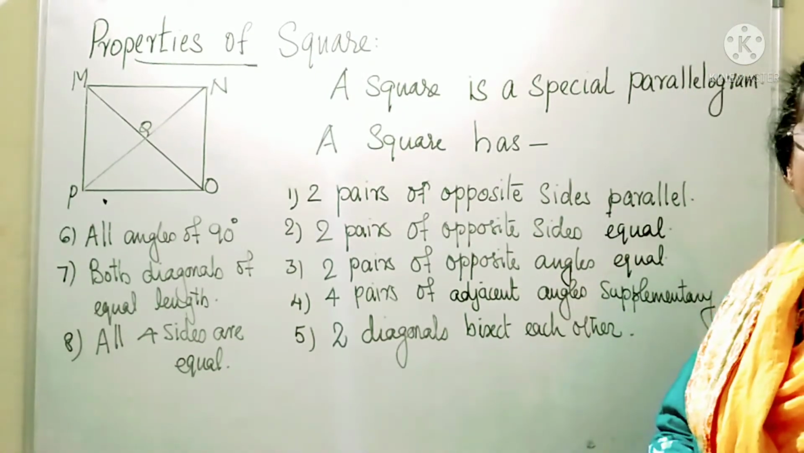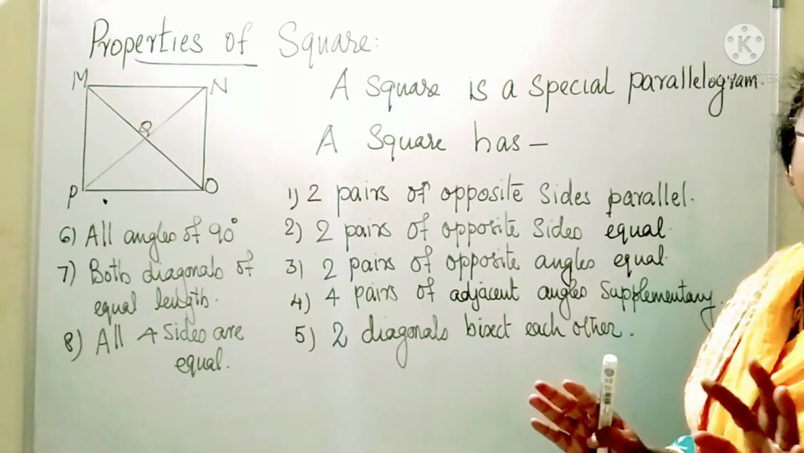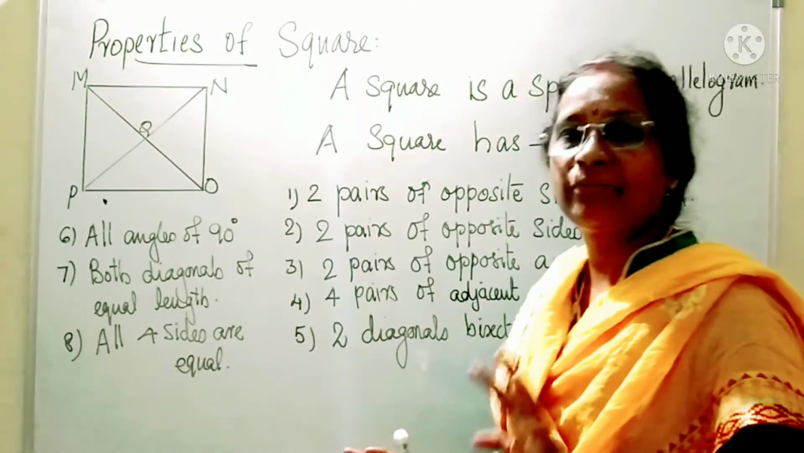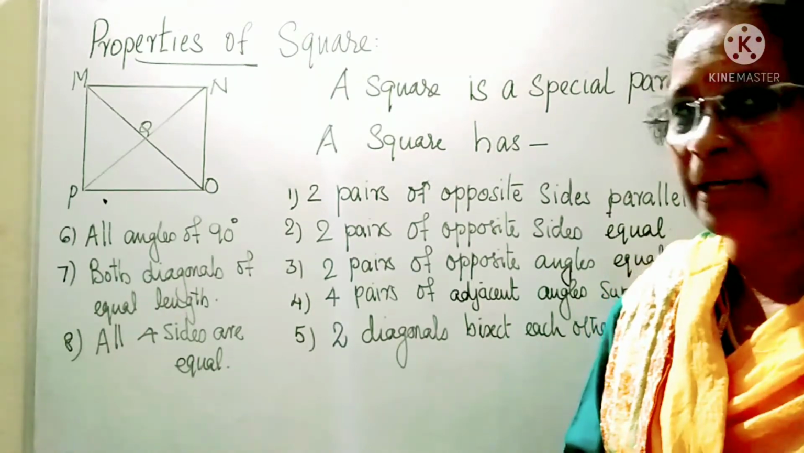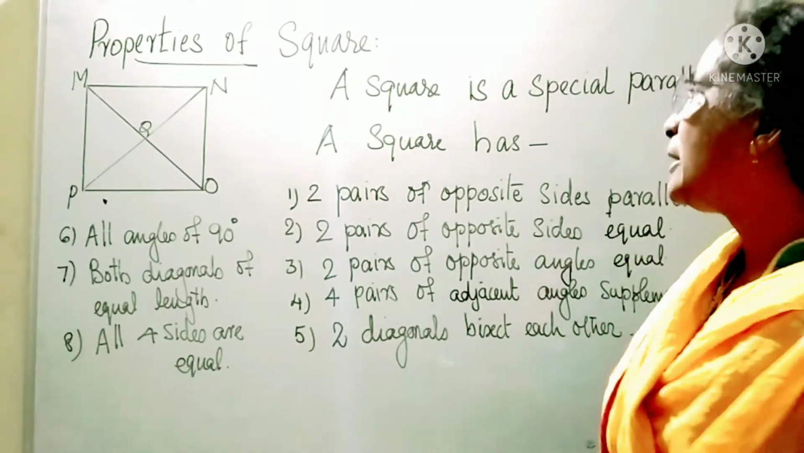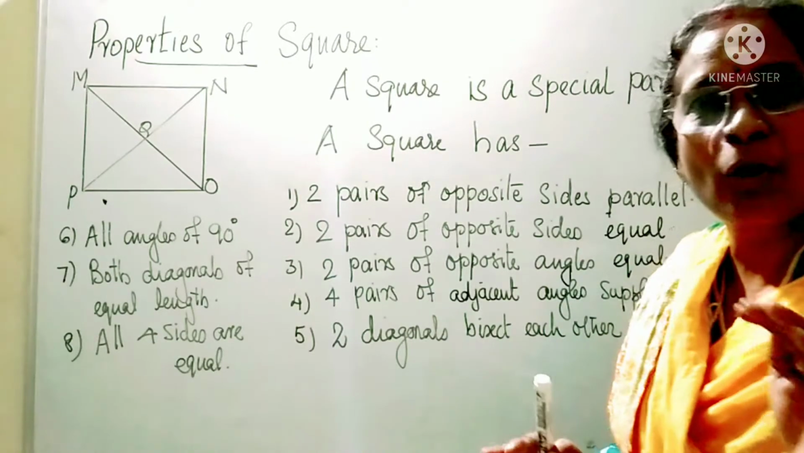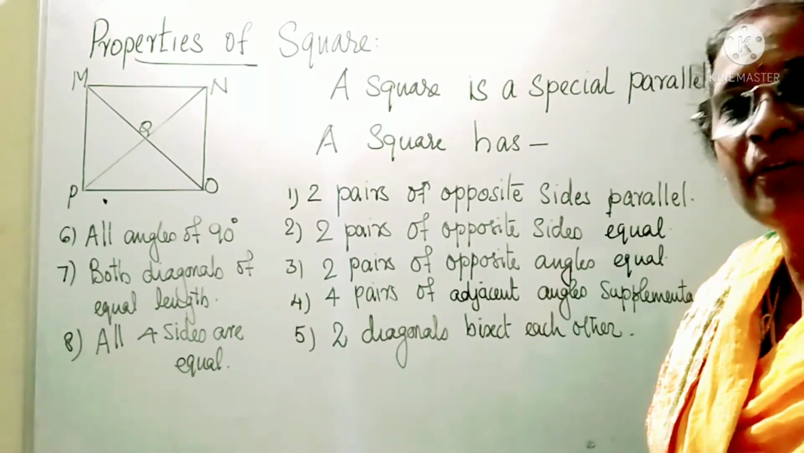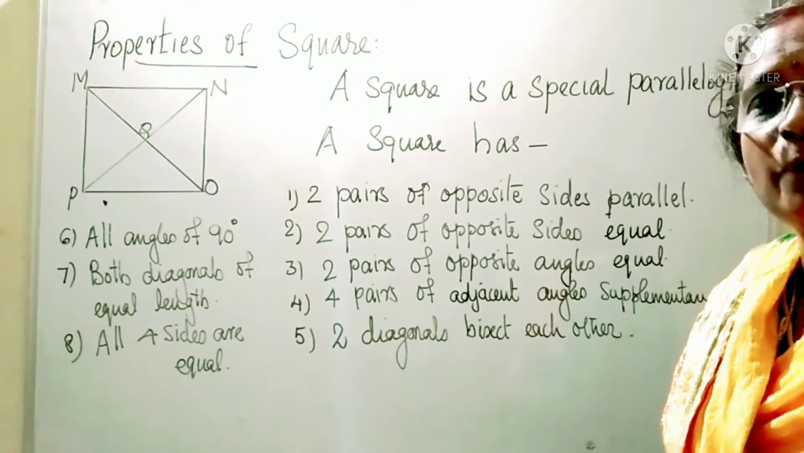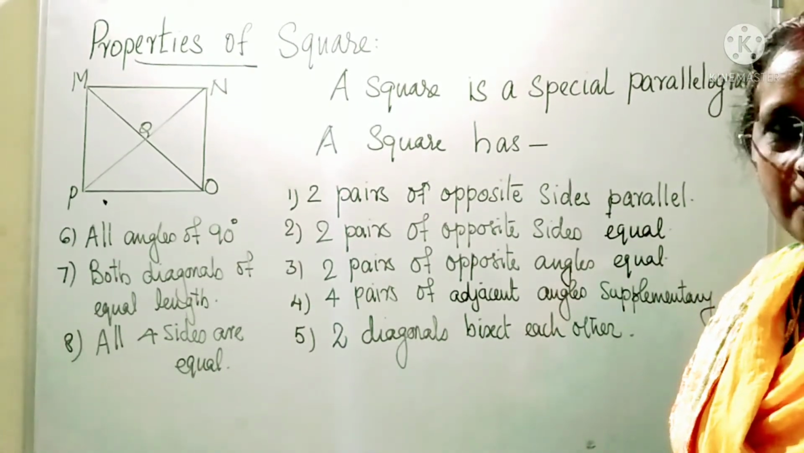So, let us see what conditions are satisfied by a square. If you take a square, you know that a square is a quadrilateral which has all 4 sides equal. This we have learned in lower classes. Now, let us check whether it has got all the properties of a parallelogram or not. Then we will check whether it has got all the properties of a rectangle or not.